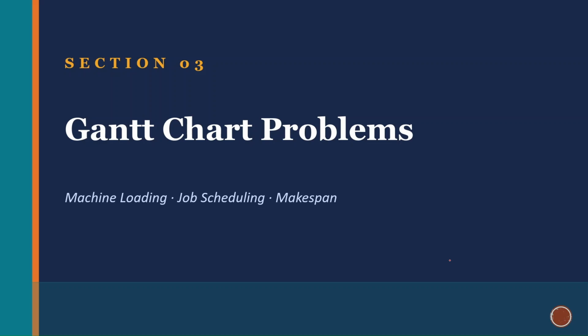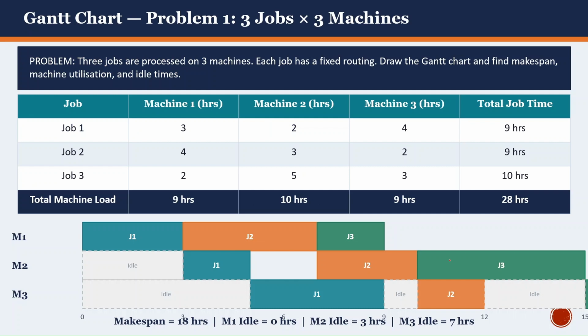So 8 hours comes out to be 480 minutes. All these 8 hours we need to utilize in a factory. That is understood through the Gantt chart, which will tell you the utilization in an overview. So this is how the Gantt chart is being made. So this is the sequence. Three jobs are to be processed on three machines. Each job has a fixed routing. Draw the Gantt chart and find the makespan, machine utilization, and idle time.